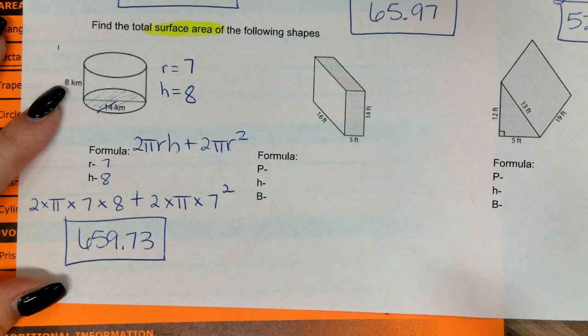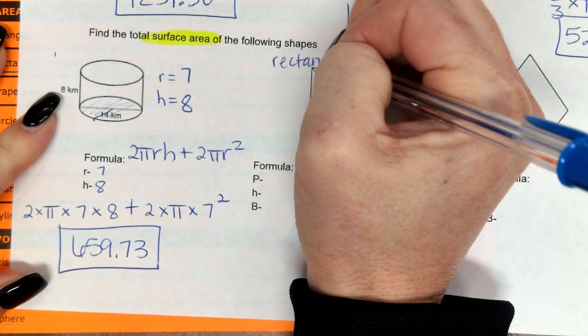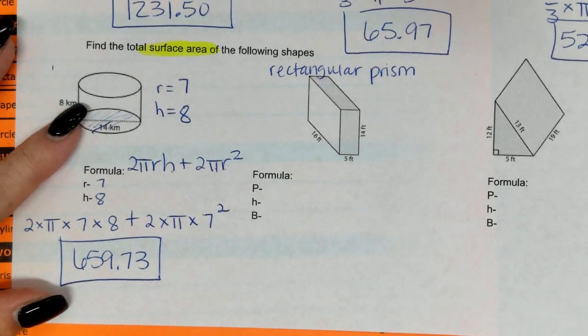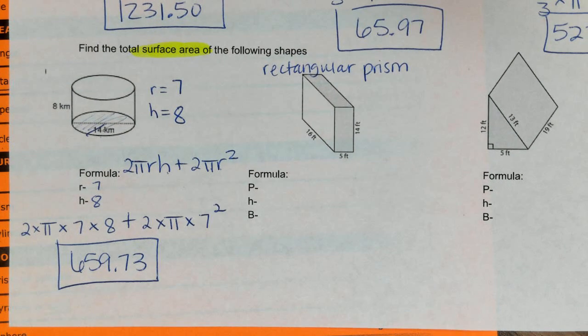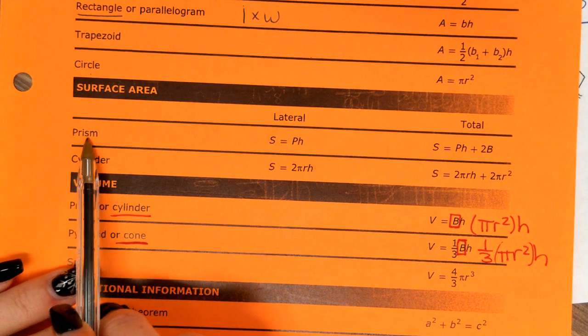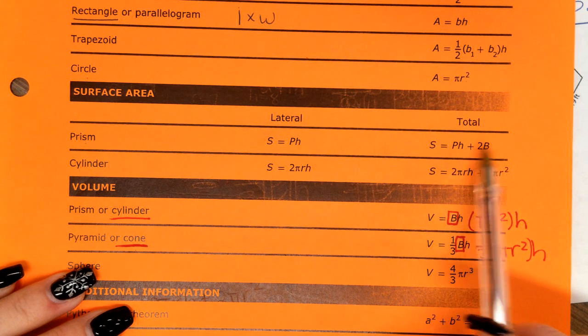What is this next shape called? A rectangular prism. It's a rectangular prism. All right, so I go to my star chart to total surface area of a prism, and I write this formula, capital PH plus 2 capital B.